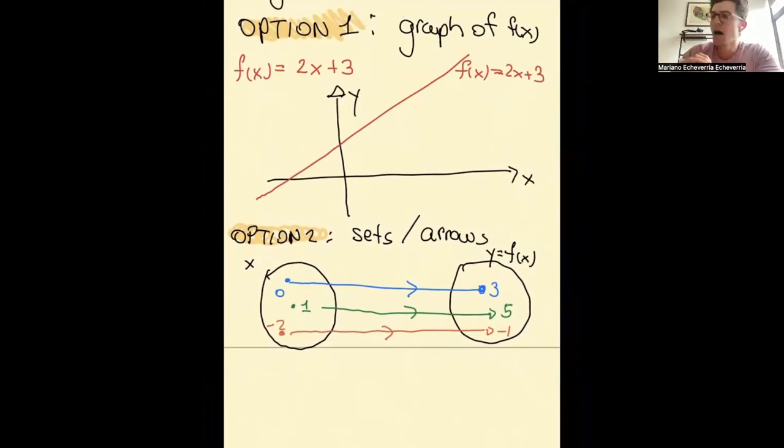And the third option, which is the one that I want to use right now, because that's the one that will be useful next time, is kind of an intermediate of these two. It's a hybrid between option one and option two.